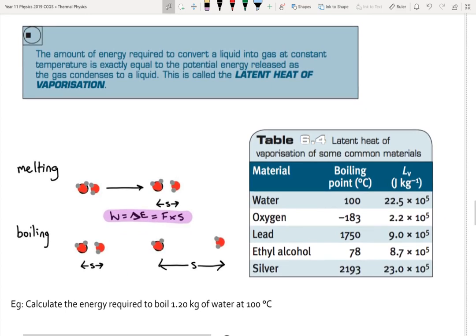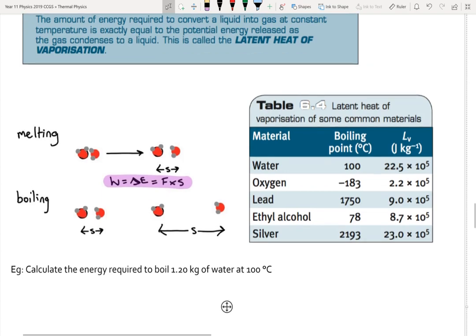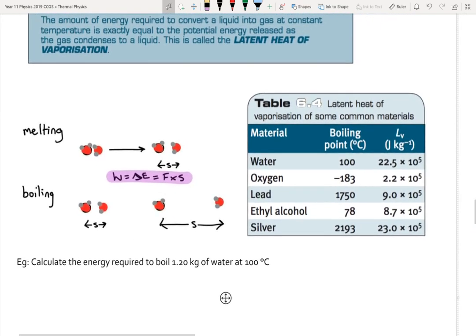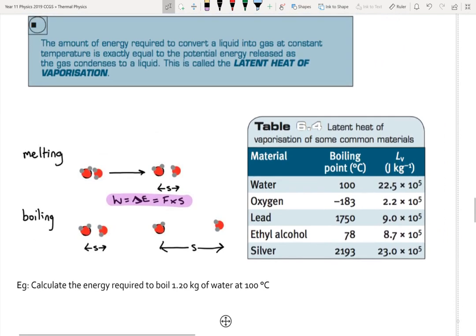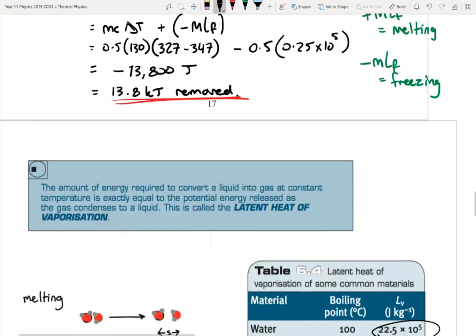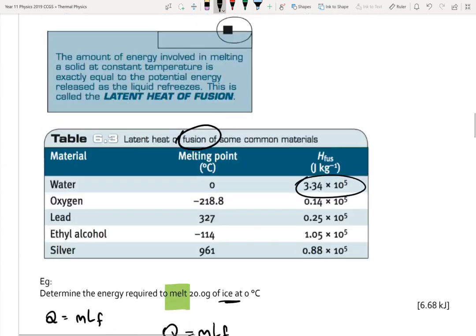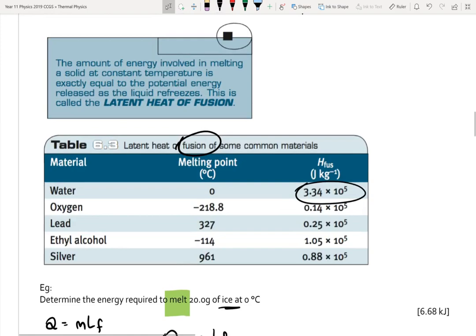I'd like you to watch from this point to the end of this video, and we're now going to look at latent heat. Now, there's a nice little explanation as to why there's more energy required to boil a litre of water than it is to melt a litre of ice. If you compare this number, 22.5 by 10 to the 5 joules per kilo, and if you go back to the fusion, it's only 3.34.